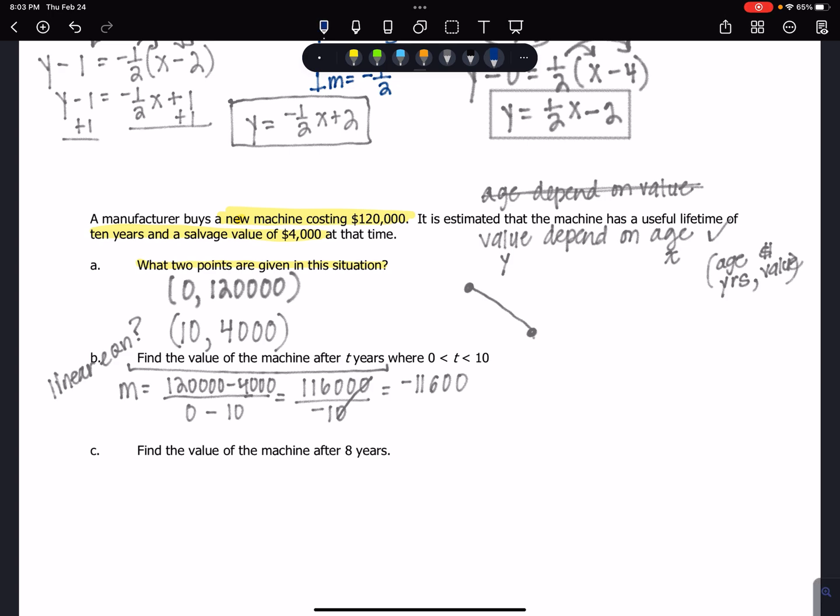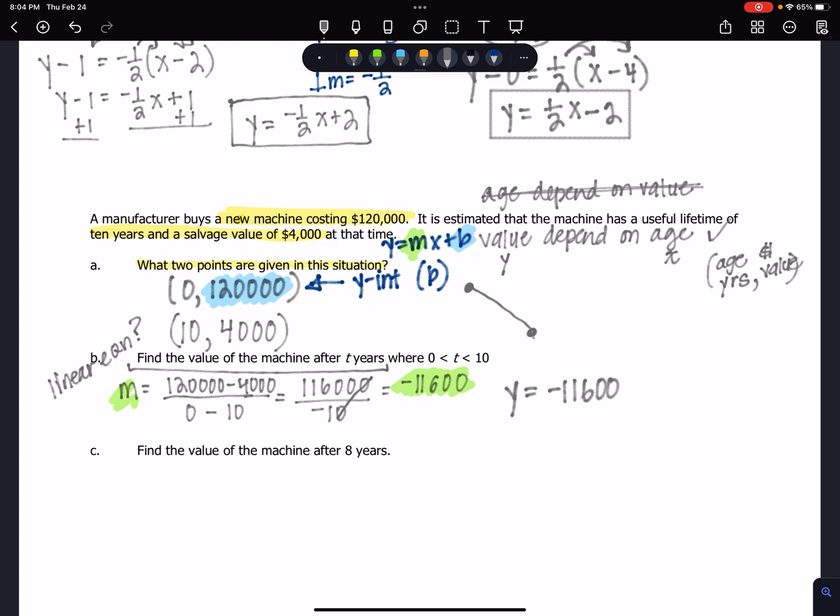Now, what's kind of nice about this problem is (0, 120,000) is the y-intercept. And the y value of the y-intercept is our b in y equals mx plus b. So we've got a slope right here. We've got our slope. We've got our y-intercept. We can write the equation of the line pretty simply here. Y equals negative 11,600.